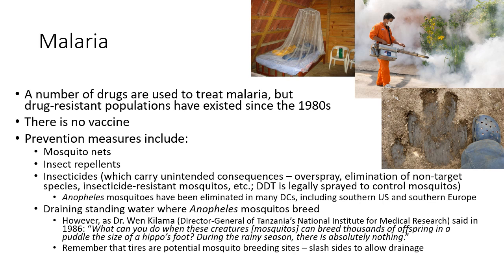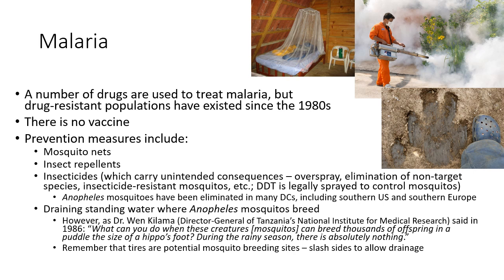You can use insecticides, which definitely come with unintended consequences, especially the elimination of non-target species, and stuff like DDT is still being used to spray for mosquitoes, despite its well-known and well-documented environmental problems. Draining of standing water where Anopheles mosquitoes breed is another huge way to prevent the spread of the malarial parasite, because if you don't allow those mosquitoes to breed in that area, then they're not going to be there to even transmit the disease in the first place.